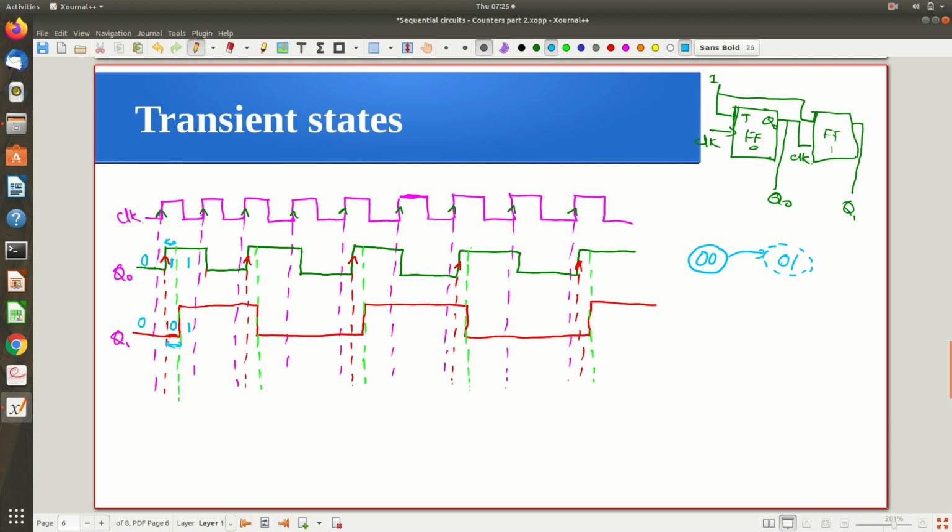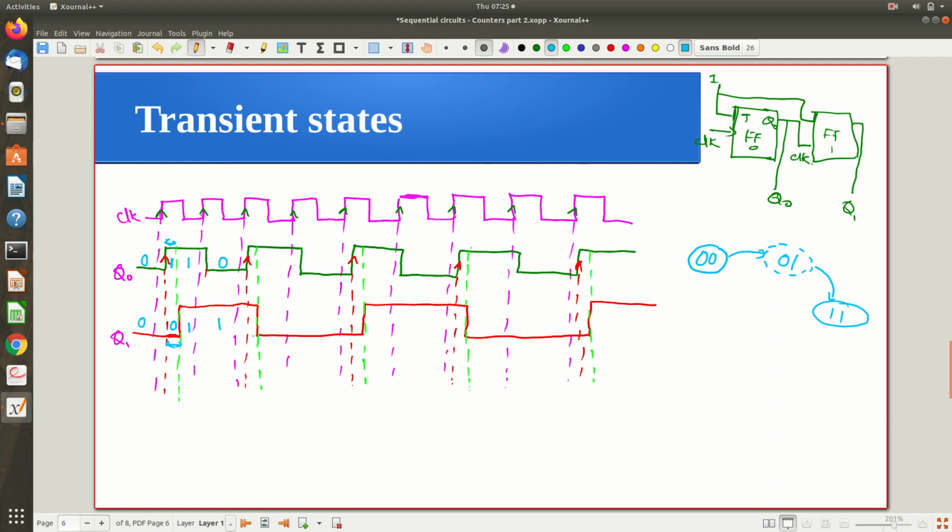So we call this one a transient state. It's not permanent, right? So this will immediately disappear. After that it will go nicely to the next expected state, 1 1. Now from 1 1, this is changing to 0 and this is retaining that 1.